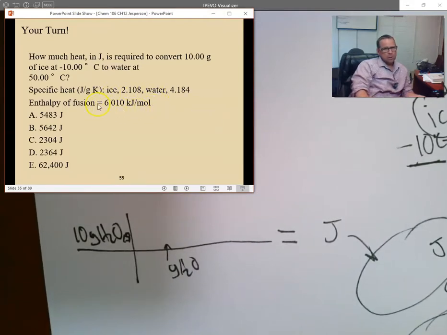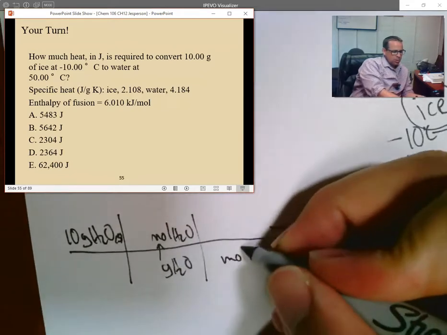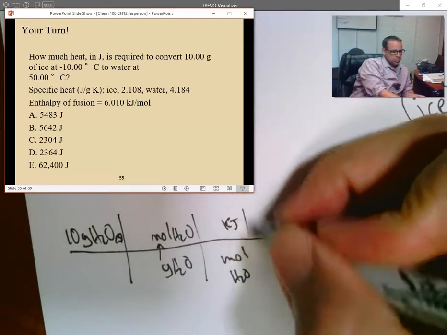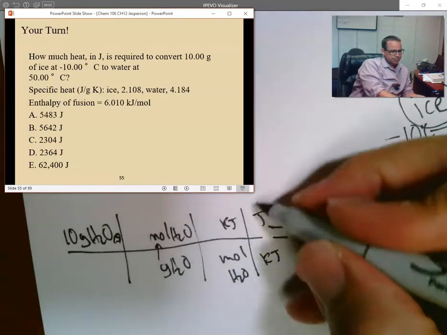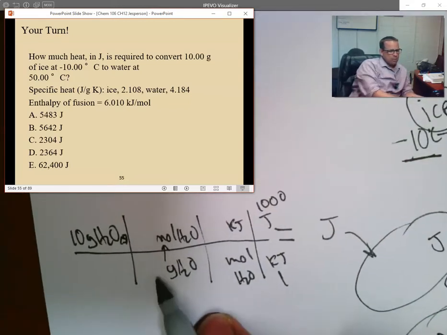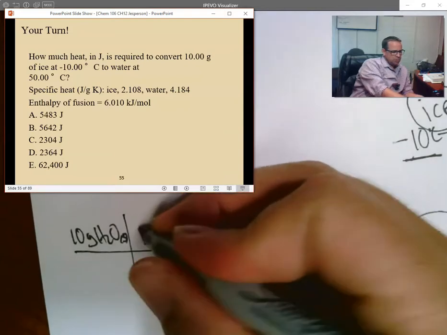You see this here? It says 6.010, right? Kilojoules for every mole of what, Leata? Mole of water. So maybe I should go from grams to moles of water, right? Because then I can go from moles to kilojoules of heat, and then kilojoules to joules: 1,000 joules for every 1 kilojoule. So how many grams in a mole of water, Leata? 18, very good. 18 grams for every mole.